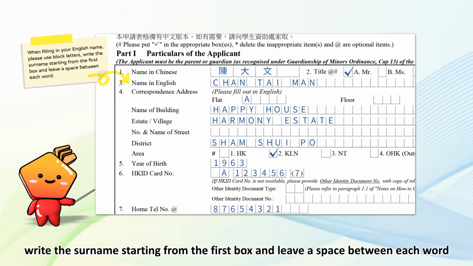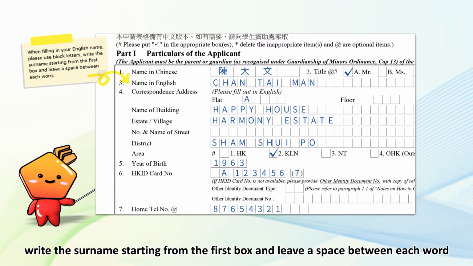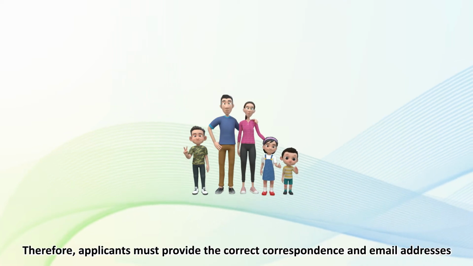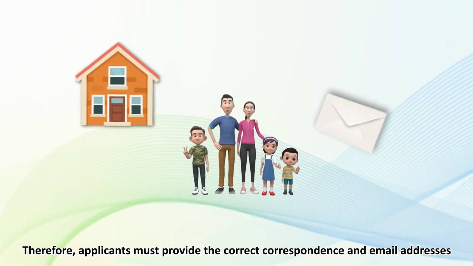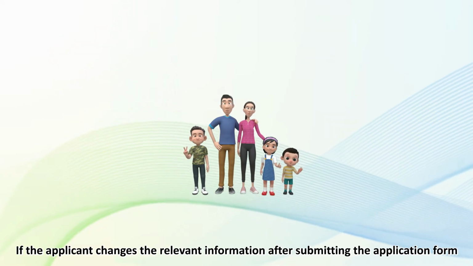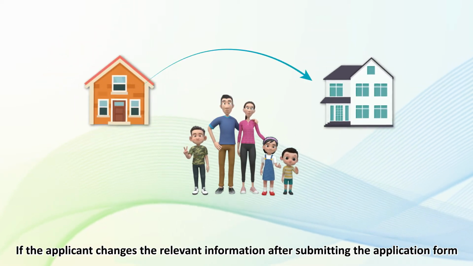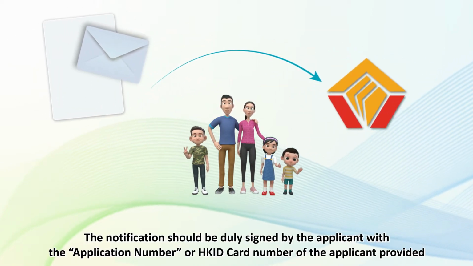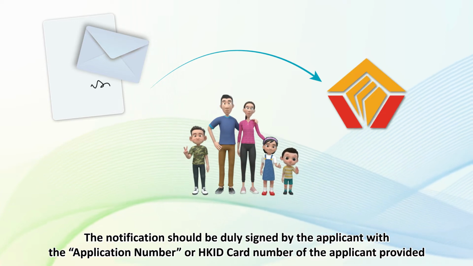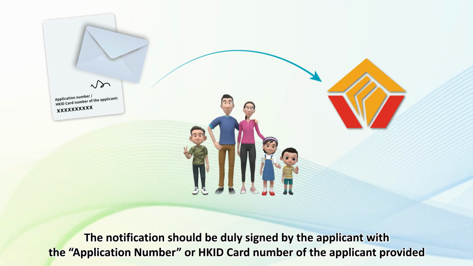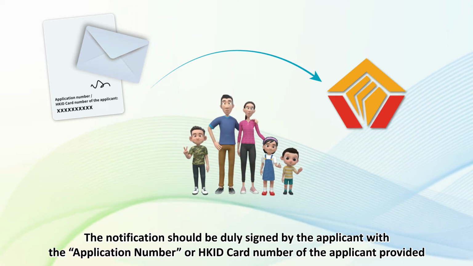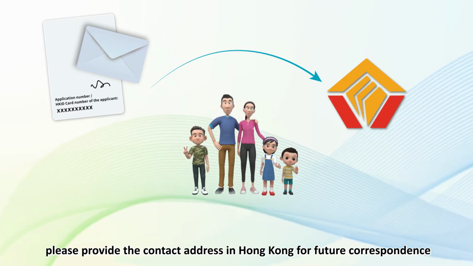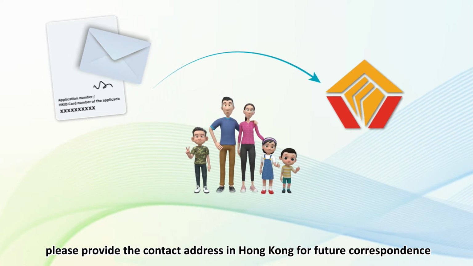Write the surname starting from the first box and leave a space between each word. The SFO may contact the applicant when necessary. Therefore, applicants must provide the correct correspondence and email addresses. If the applicant changes the relevant information after submitting the application form, please notify the SFO in writing as soon as possible. The notification should be duly signed by the applicant with the application number or Hong Kong ID card number of the applicant provided. If the applicant does not reside in Hong Kong, please provide the contact address in Hong Kong for future correspondence.